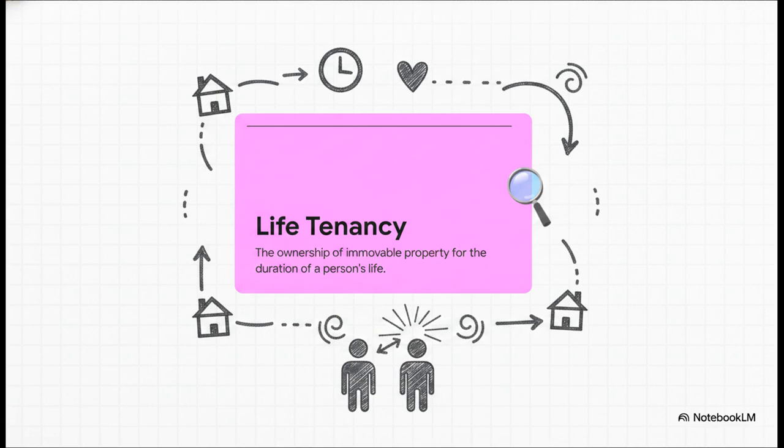Then there's this fascinating middle ground called life tenancy. This is the ownership of a movable property specifically for the duration of a person's life. It's literally a lifetime-bound layer. The exact moment the life tenant passes away, their ownership extinguishes entirely, and those rights instantly bounce back to the original owner or pass on to a designated next in line. In legal terms, that next person up is called a remainder man.